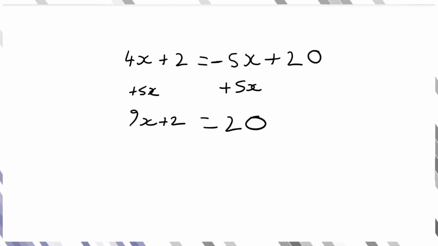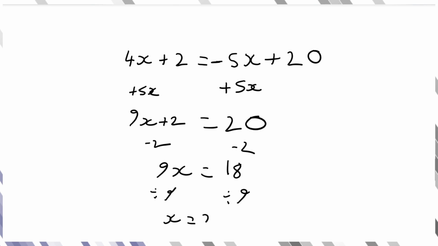And then 9x plus 2 is 20, so we take away the 2 from both sides to give us just 9x, which is equal to 20 minus 2, which is 18. And then we divide by the 9 to give us x equals 2.